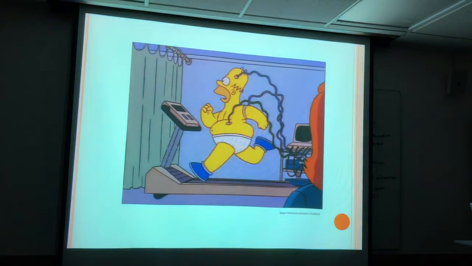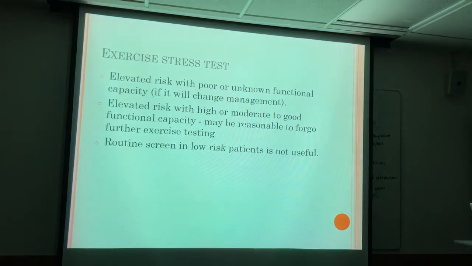So should we do any exercise stress testing? Routine screening, again, not indicated. This is going to be a common theme. Exercise stress testing should be done in patients who have elevated risk or poor or unknown functional capacity, only if it will change management. If you have a patient who is going to refuse a stent no matter what you say, it's not going to change your management of that patient.